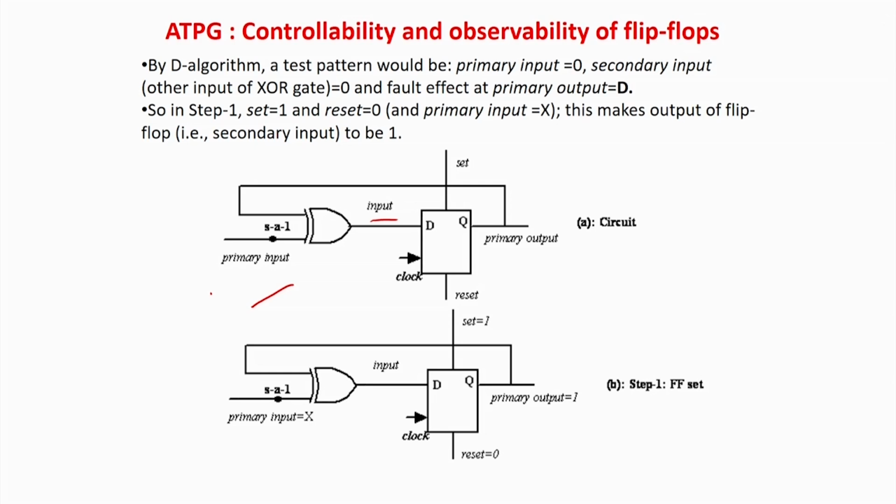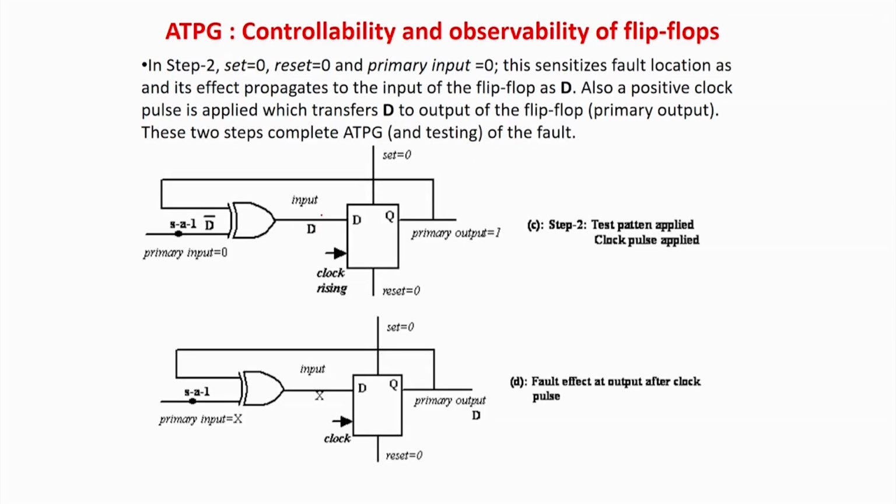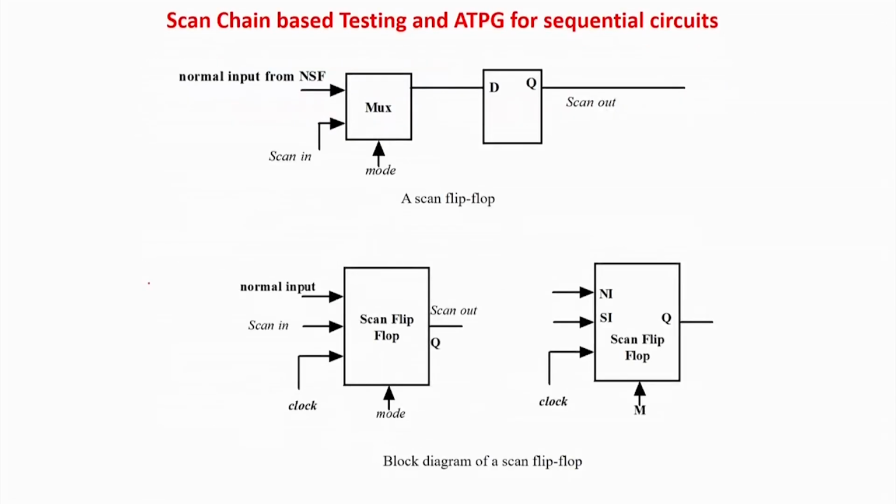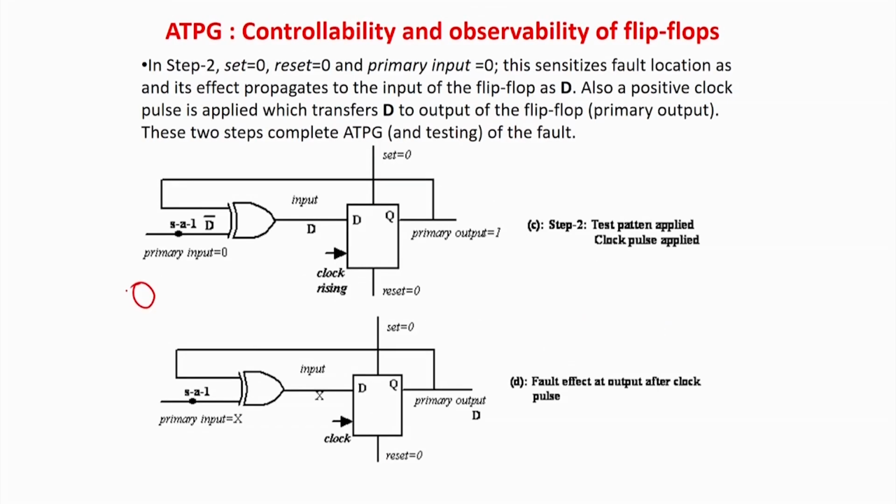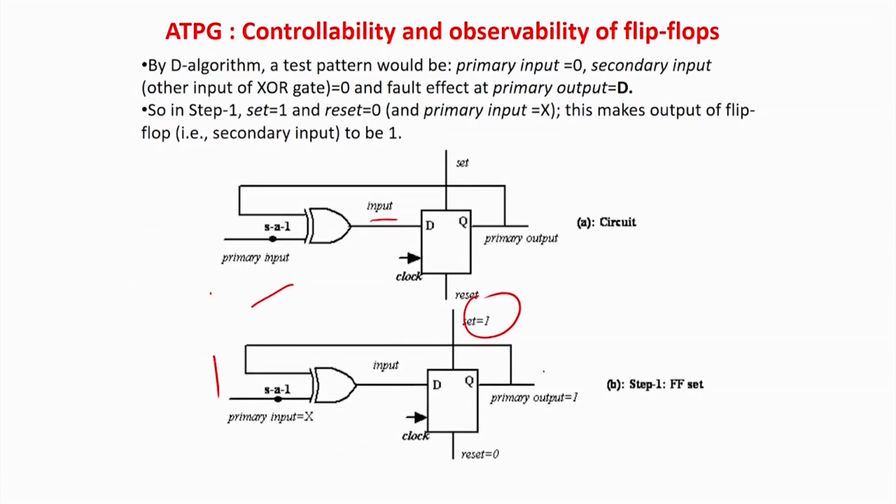So, basically now I have to use the set reset line. Here I will make set equal to 1. If you make set equal to 1, directly the output will be 1, you will get a 1 over here, and then, as I showed you, I apply a 0 over here. So, normal 0, fault 1, so this is D prime, the output will be D, and finally you will get the value. Importantly, I made set equal to 1 so that I get the 1 and I have controlled the flip flop.